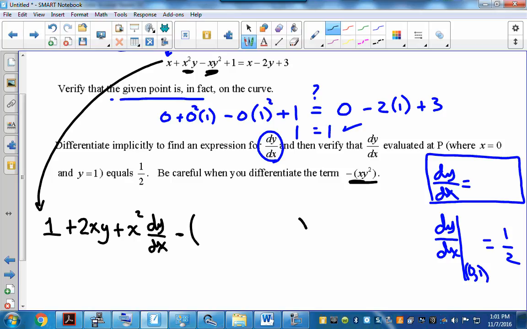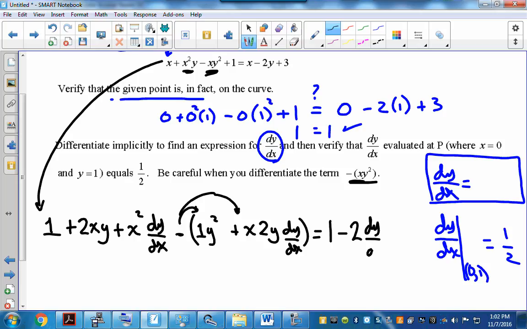Again, we have a product. I'm going to use parentheses here to keep it straight. The derivative of a product is the derivative of the first times the second, plus the first times the derivative of the second. The derivative of y squared is 2y dy/dx. And again, note the parentheses. This minus sign is going to have to be distributed here, which makes that second term there negative. On the right side of the equal sign, the derivative of x is 1. The derivative of minus 2y is minus 2 dy/dx. And the derivative of 3 is just 0, right, because 3 is a constant. Okay, so that's the calculus step.